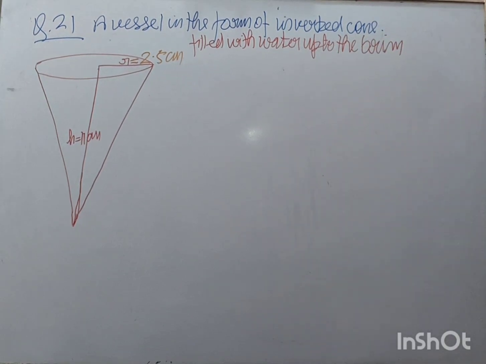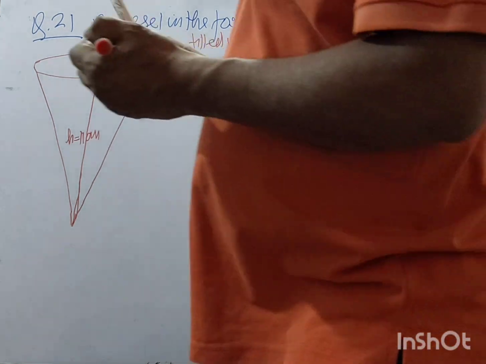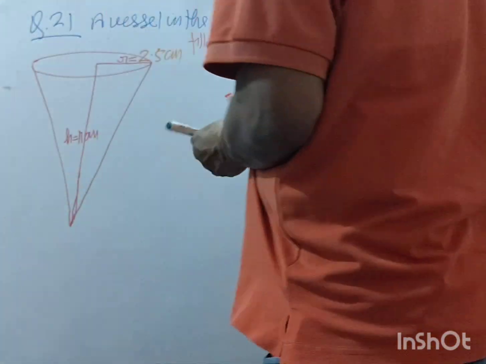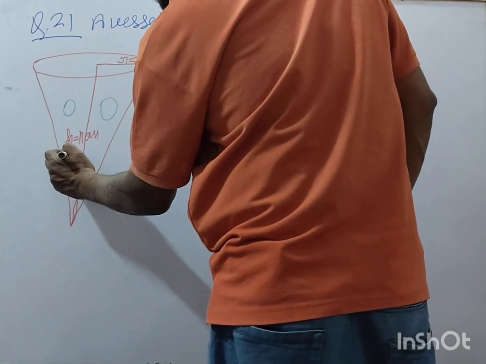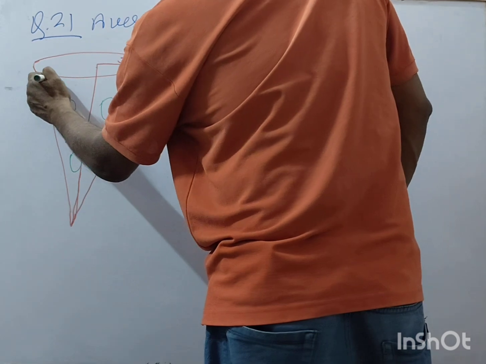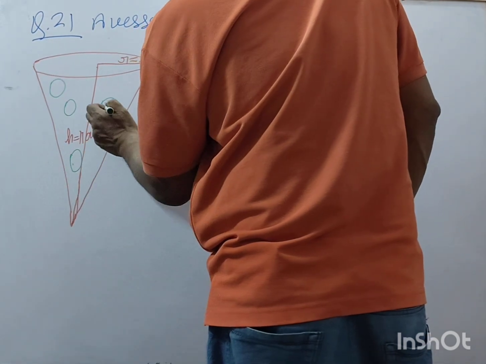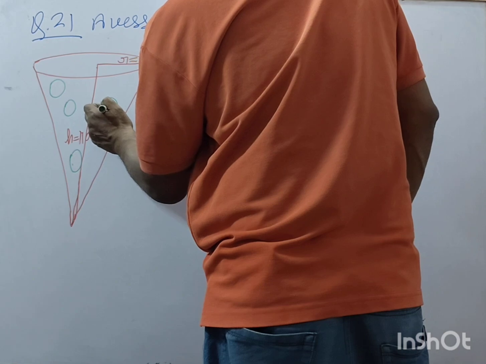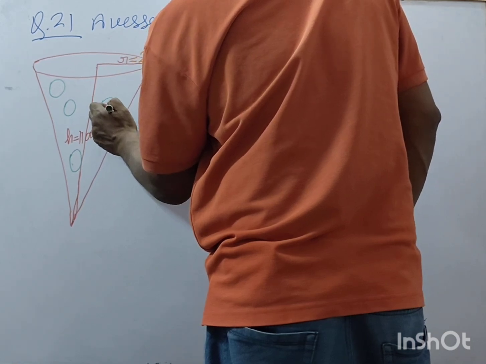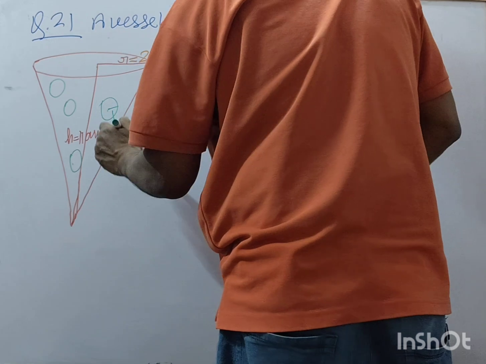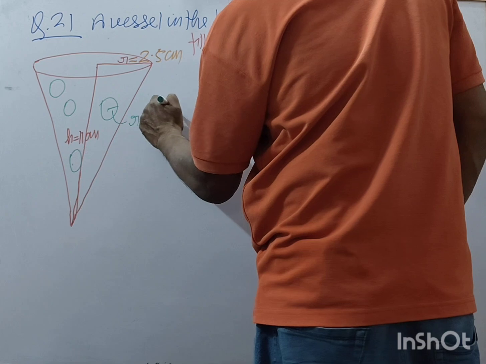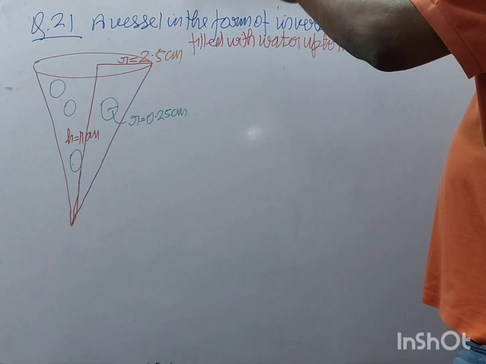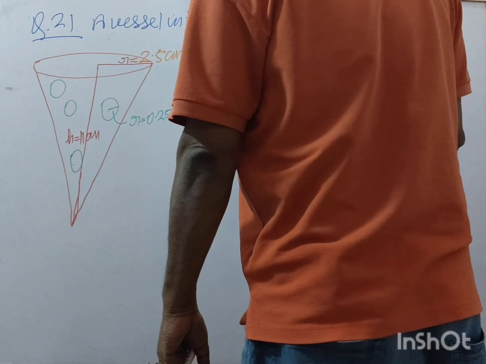Then when some lead shots, each of which is a sphere of radius 0.25 centimeter, are dropped into the vessel, 2/5 of the water flows out.